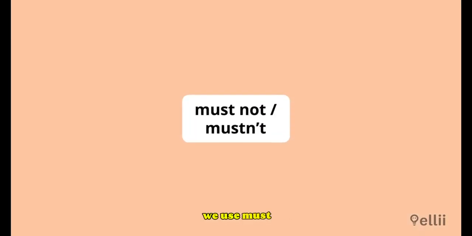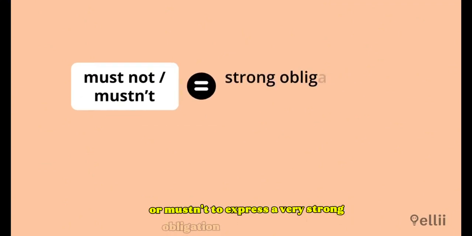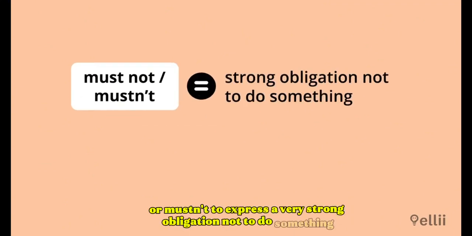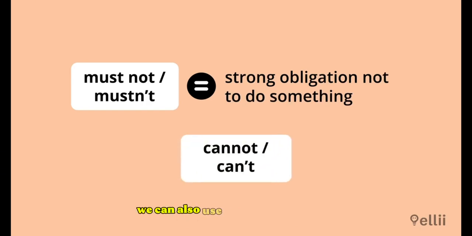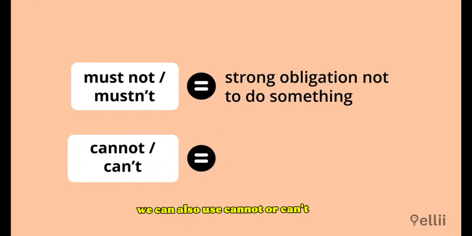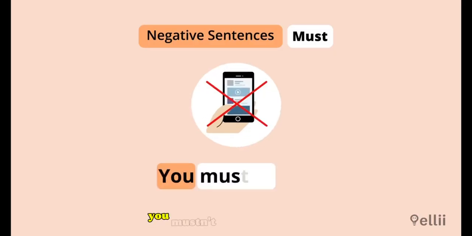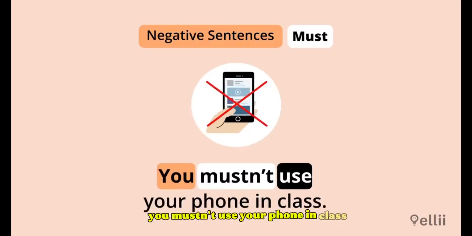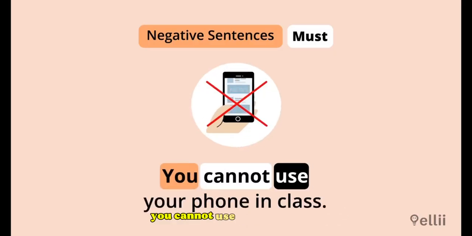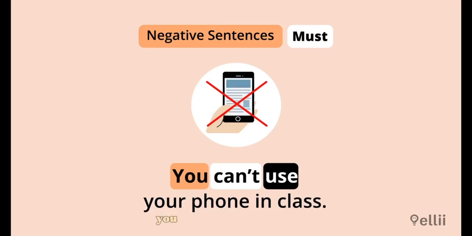We use must not or mustn't to express a very strong obligation not to do something. We can also use cannot or can't to mean that something is forbidden. You mustn't use your phone in class. You cannot use your phone in class. You can't use your phone in class.